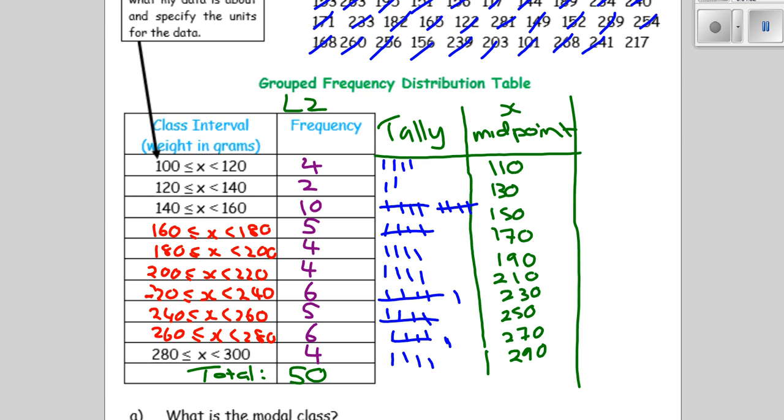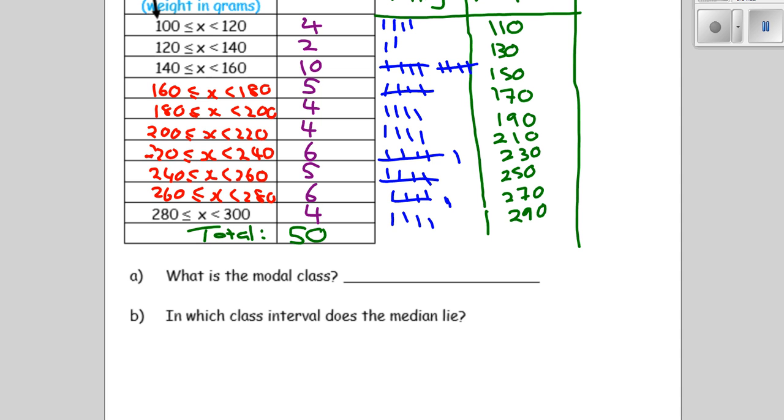What do I ask you to do with this? Oh yeah, what's a modal class? It's got the highest frequency. What is the mode? Is there more than one? There is just one. And how do you write your answer? Do you write the midpoint? No. What do you write instead? You write the class interval, and you write it exactly the way it's written. Don't change it to how it's being presented in the table. Like, don't say between 140 and 160. It's got the highest frequency at 10.